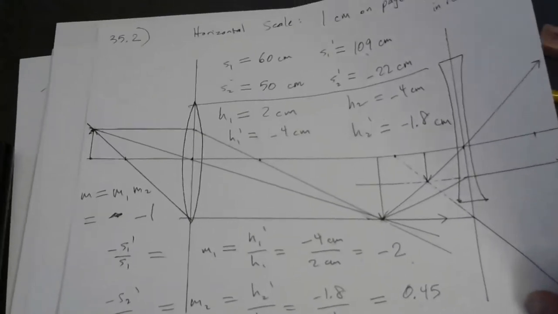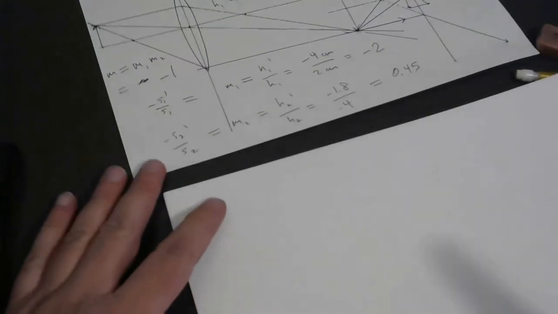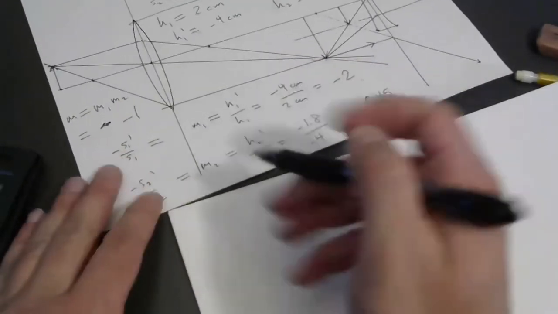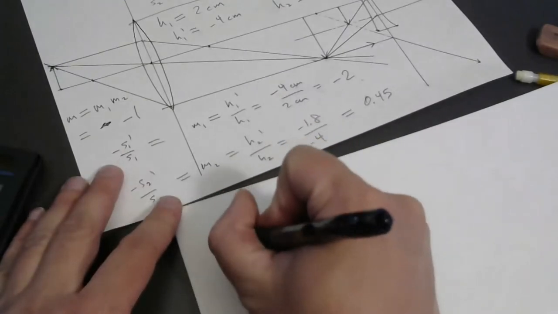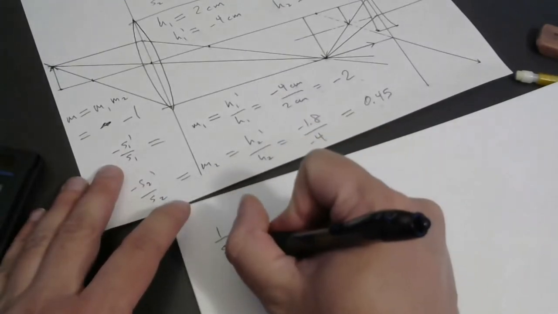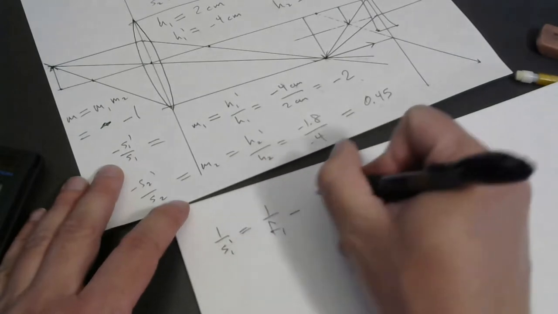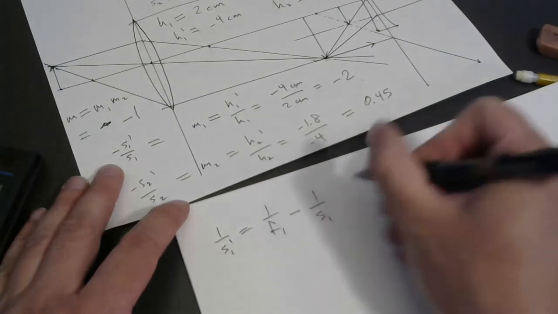Let's confirm all of these results now with the thin lens equation. Shouldn't be difficult. Okay. Well, since we're solving for image distance first, if you solve the thin lens equation for image distance, 1 over S1 prime should be 1 over F1 minus 1 over S1.